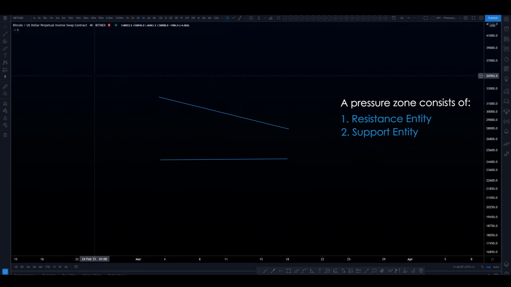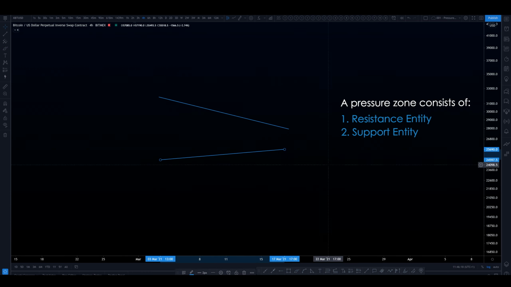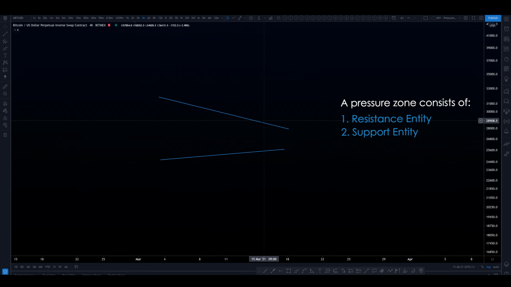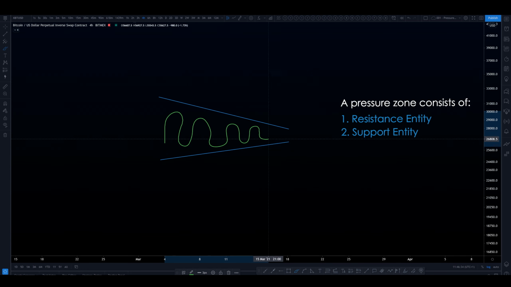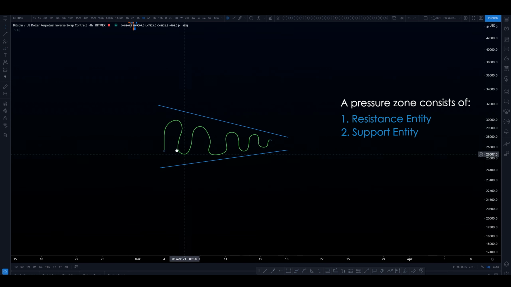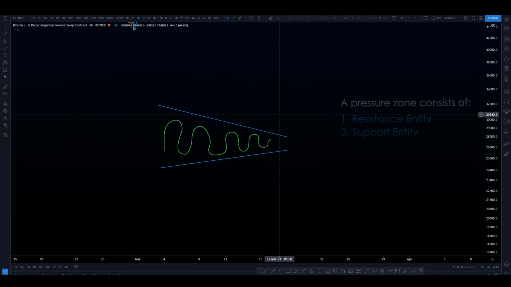So the second attribute to pressure zones is that there is a convergence happening. Both entities, support and resistance, are converging. They are running closer together. The space in between becomes narrower. So if you have price in between, the trading range becomes smaller. So this is the first term we have to talk about.